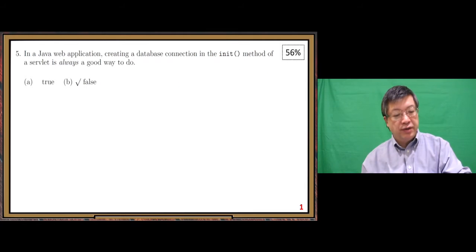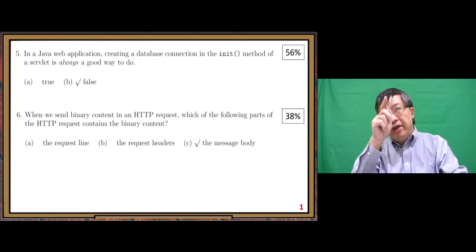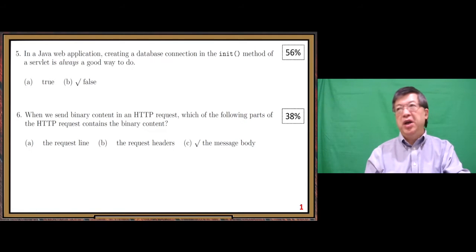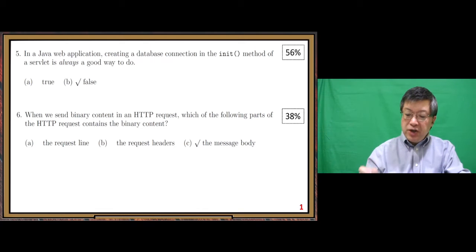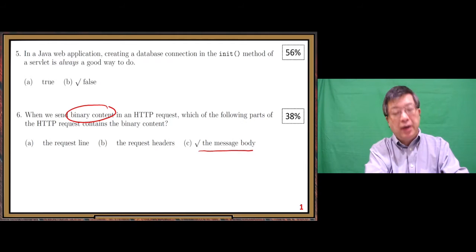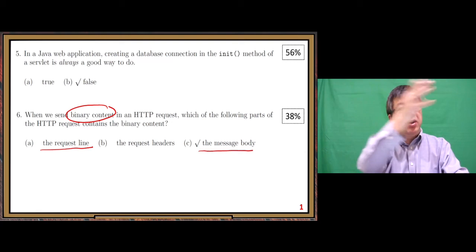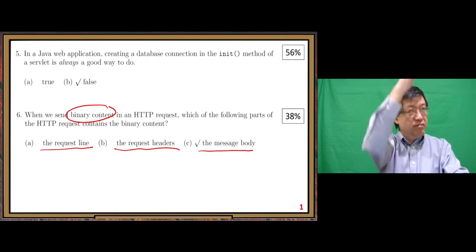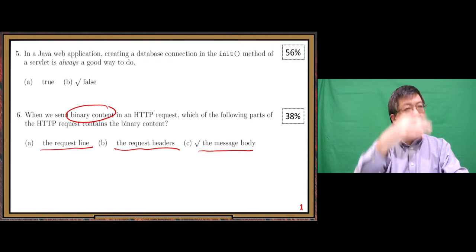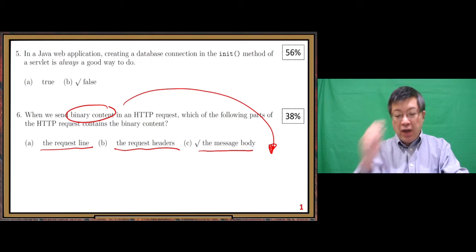All right. So next question, number 6. The miss rate, 38%. Also pretty high. The answer is the message body. Remember, to send binary content, not text content: in the request line, the three pieces of information must be all text, and request headers must be text format. So only in the request body you can send binary content as attachment.